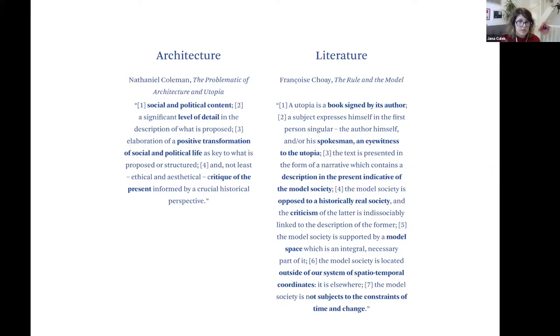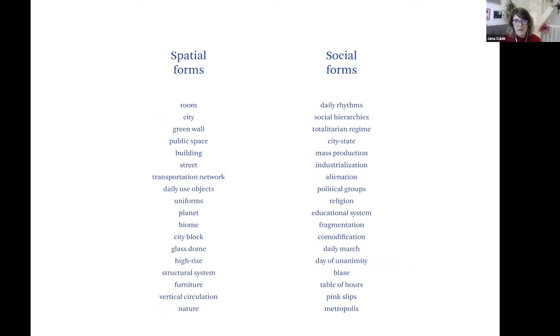And you can see here two of the main definitions that I was working with, one from Francois Shaw from The Rule and the Model, and the other from Nathaniel Coleman, who has written extensively about architectural utopias. So while spatial forms are a concept which is easy for an architectural crowd to understand, social forms in this context require a bit more explanation.